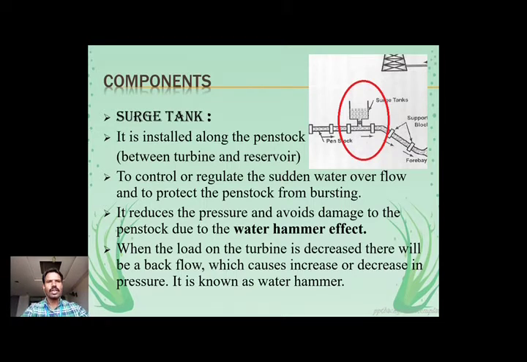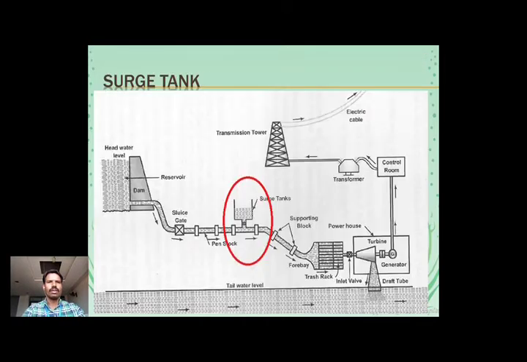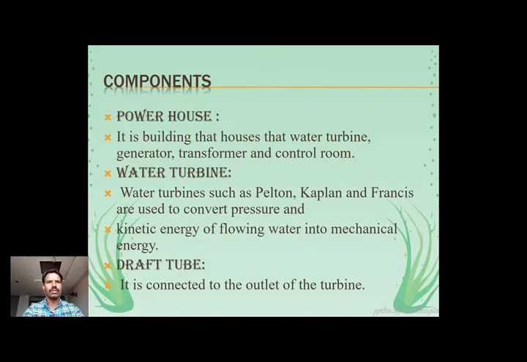So to avoid water hammer damage, we place the surge tank between the turbine and the reservoir. What is its use? It controls and regulates sudden water overflow and protects the penstock tubing from bursting. It is possible to avoid damage to the penstock as well. The surge tank is placed between the reservoir and turbine, and it protects the penstock.